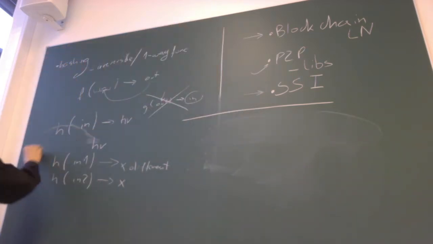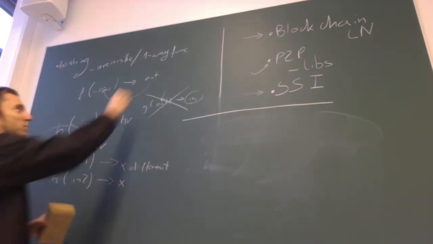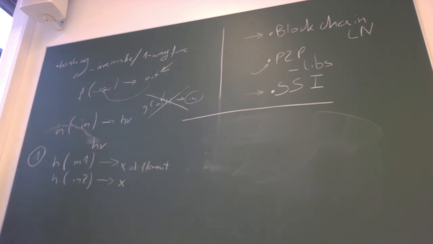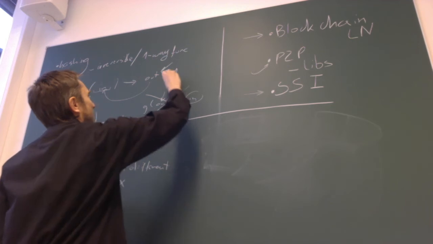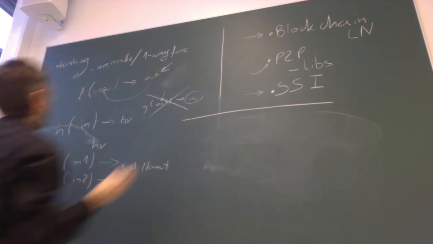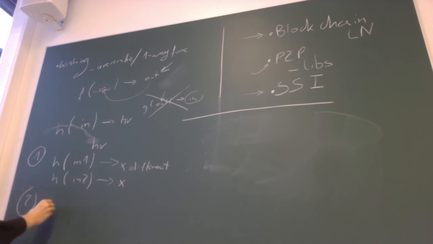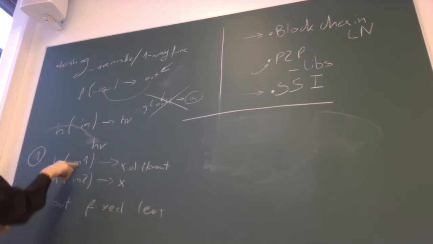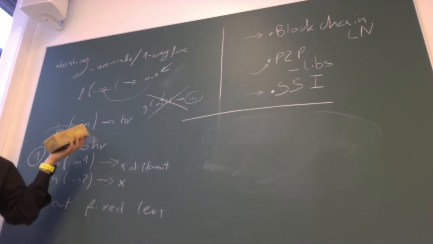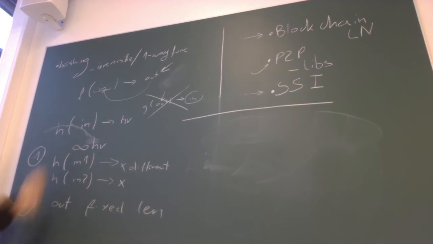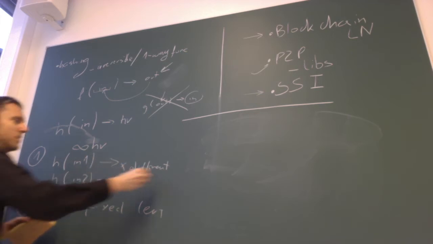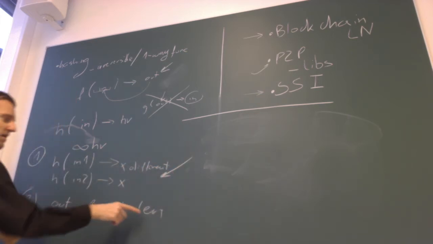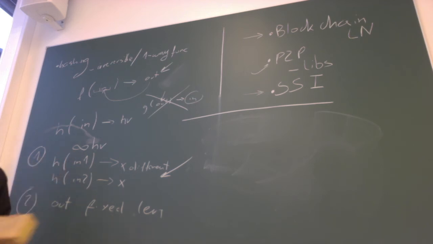So that's one property. What's the other property we want? What do we want about the output? Yep. It's always the same length. Exactly. Whether or not the input has a fixed length, the input length is not important to the hash function. So we want the output to be fixed length, but the input can be infinite, right? It can be an arbitrarily long string, right? So what does it tell us? Can we prevent collisions if we have output being fixed length and input being arbitrarily long?